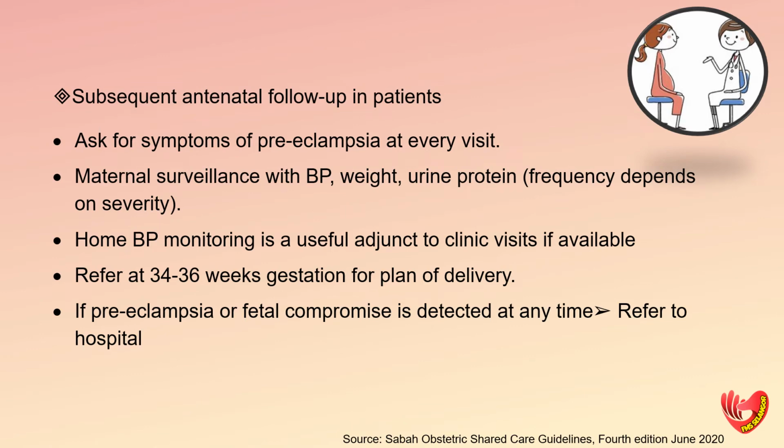On subsequent antenatal follow-up, it is important for us to ask these mothers for symptoms of preeclampsia at every visit. In a way, we will then be empowering these mothers to identify potential red flag symptoms. We must do maternal surveillance with blood pressure, weight, and urine protein. Home BP monitoring, if available, is useful. We must then refer these patients at 34 to 36 weeks to our ONG colleagues for plan of delivery.